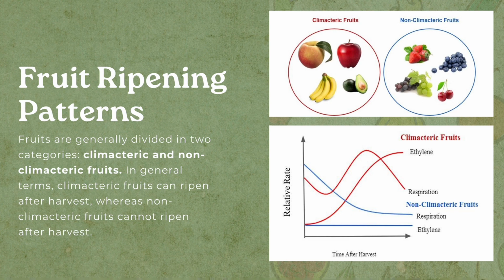You can see on the graph shown that the ethylene amount of non-climacteric fruits doesn't increase after harvest. Therefore, they do not have the capability to ripen after harvest. Whereas we can observe in climacteric fruits that the ethylene amount after harvest increases, resulting in the induction of the ripening process of the fruit.